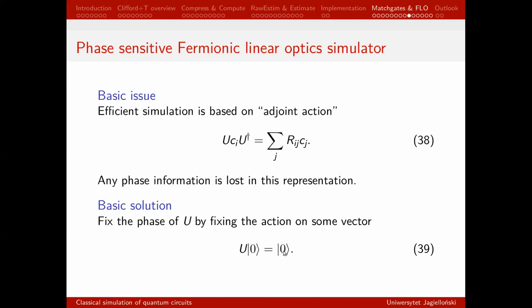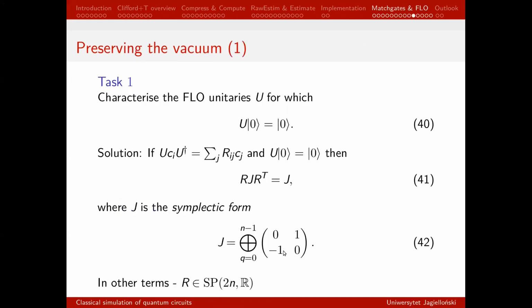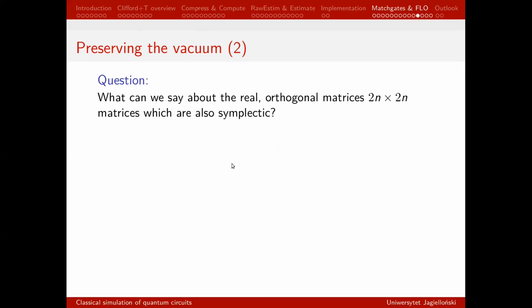This gives you a sub-theory. And it turns out that this sub-theory is made up of guys whose R matrix is not only orthogonal, which I told you before it had to be, but is also symplectic. So, okay, we want to know something about the real orthogonal 2n by 2n matrices which are also symplectic. Does anybody know what these are? This is a famous result, but I didn't know it until August.